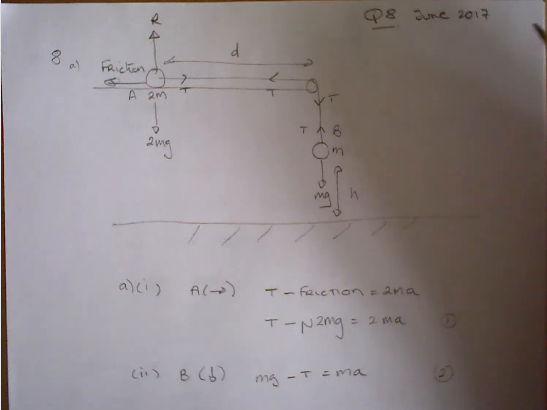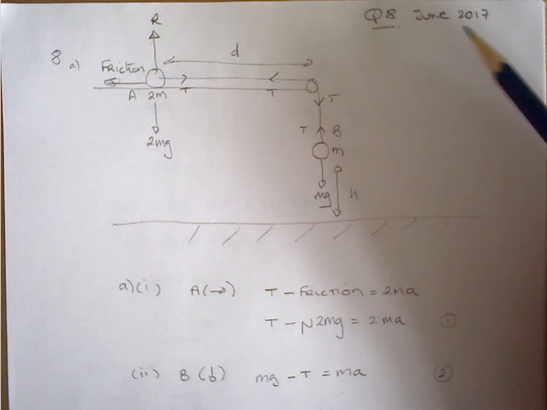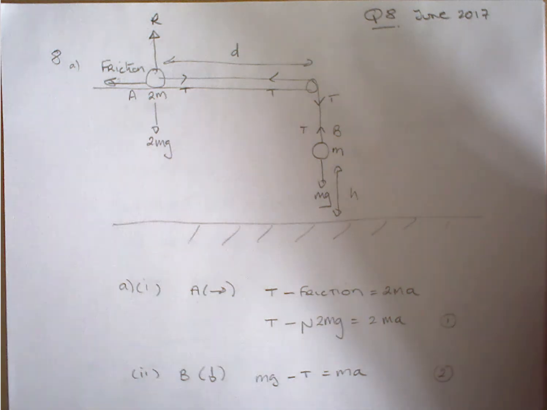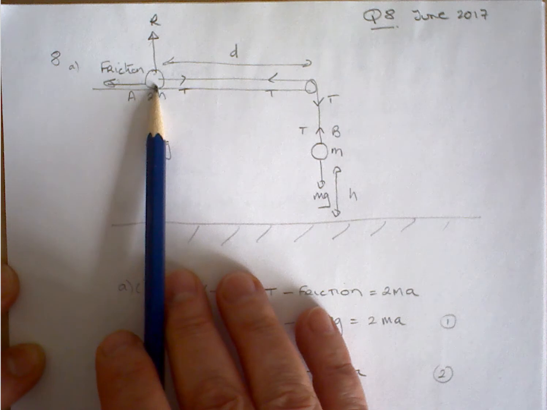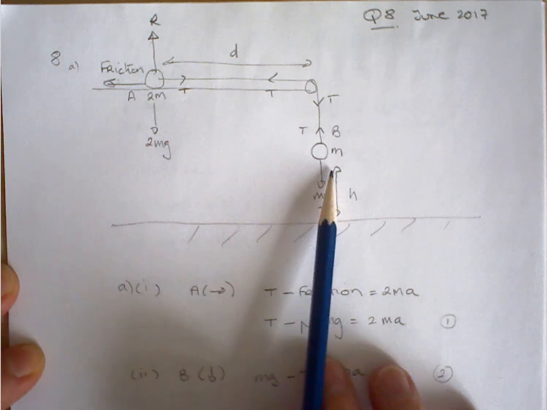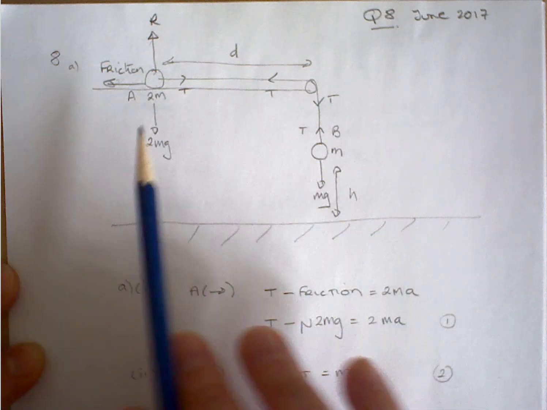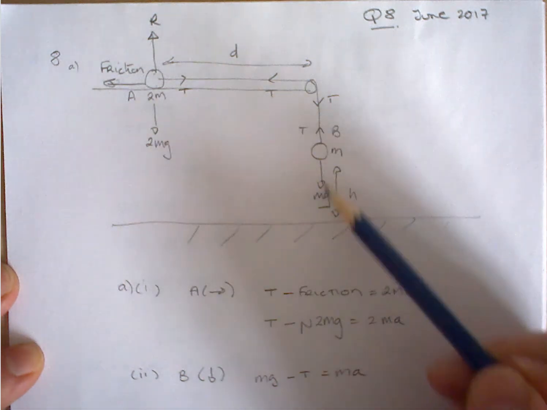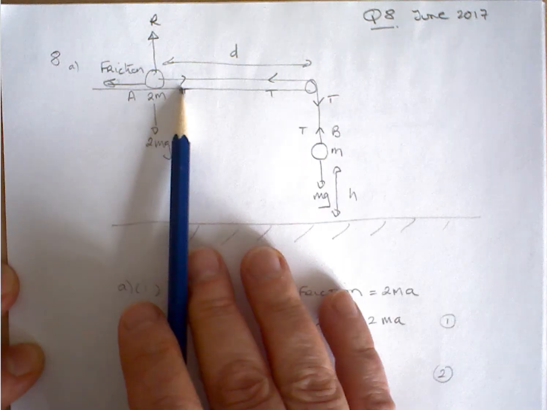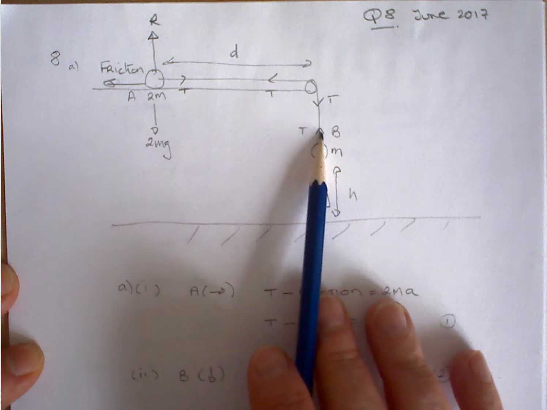Okay, so this is Mechanics Year 13, and this is question 8, June 2017, and I'm doing this question because someone requested that I do it. Here we've got two particles, mass 2m and mass m, and so I've written in the weight here, which is 2mg, weight here, mg, and put the tensions in here, here, and here.